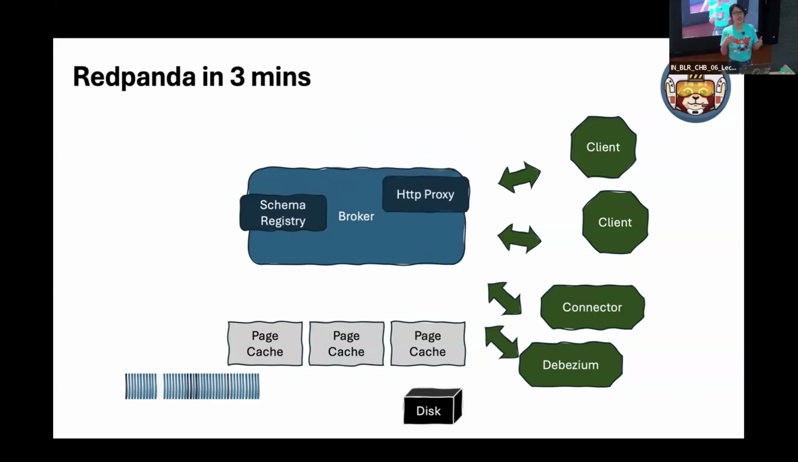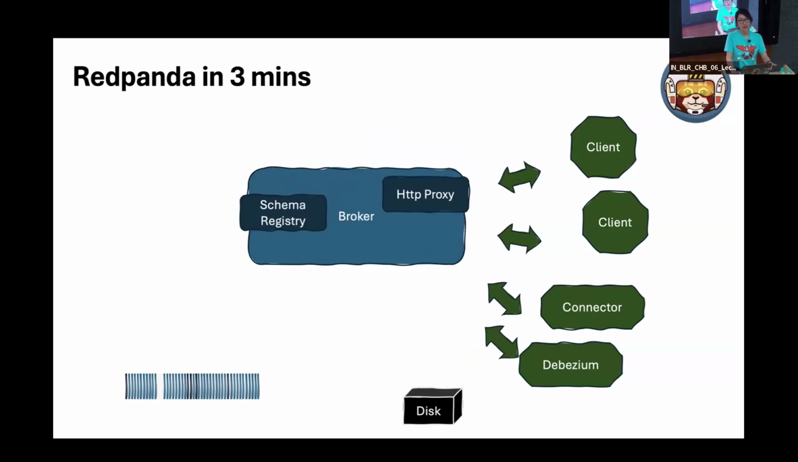And then why do we have to spin up another HTTP proxy when we can have it already in the broker? So Redpanda would already have an HTTP proxy inside the broker. So when you stand it up, it will be there. And why do we need page cache when we can talk directly to the disk, right? So this is what's going on with Redpanda.